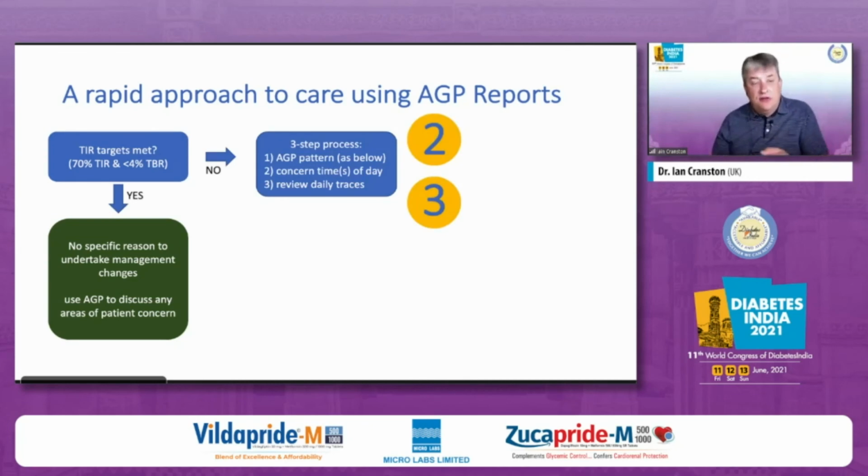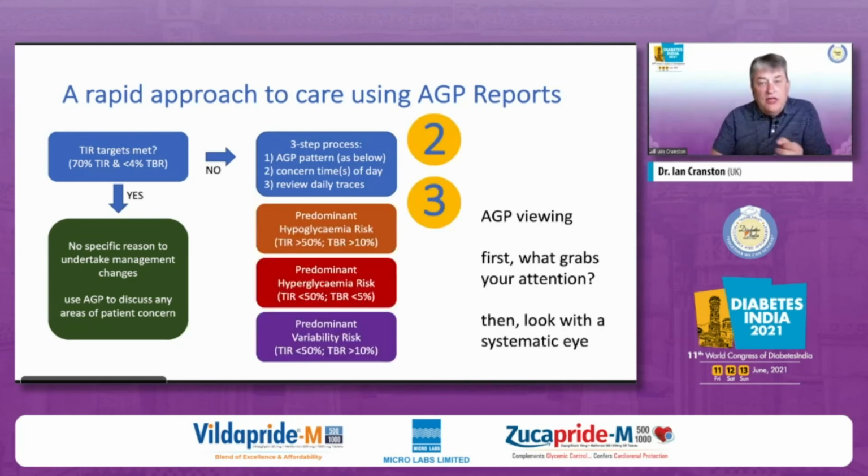The first is to look at the AGP. And when we look at the AGP, I'm looking to see whether I see predominantly a hypoglycemic risk, a hyperglycemic risk, or a variability risk on that profile, and then which of those is the most important. There are 2 ways of looking at that. One is to have an overall look and see what grabs your attention on the picture compared to an ideal. And then to be more systematic about it, looking through time blocks of the day, looking at all aspects of the care.